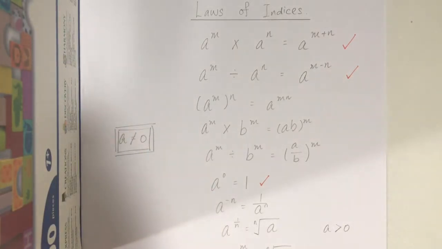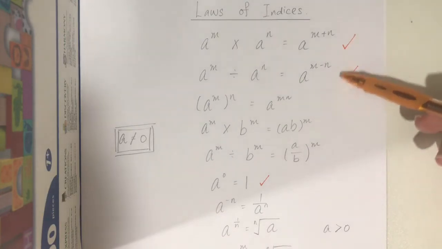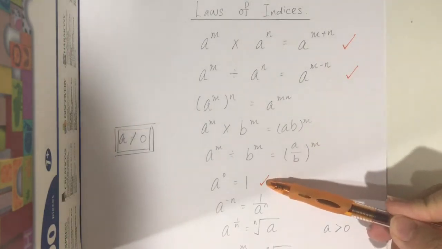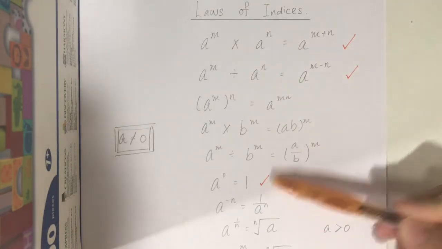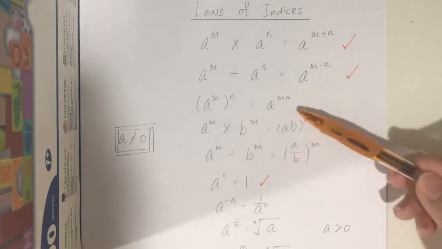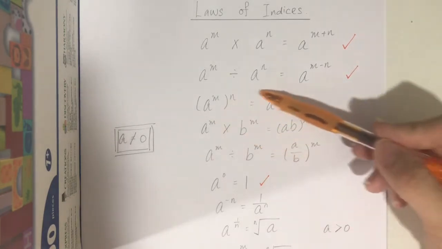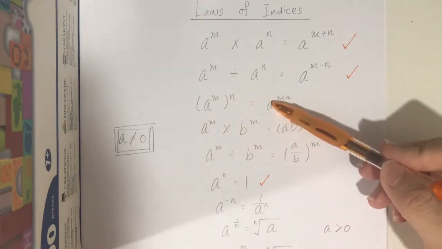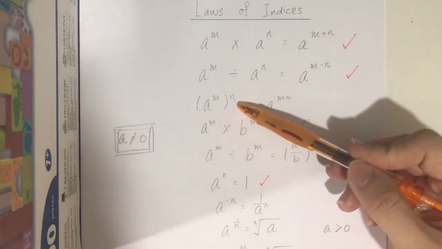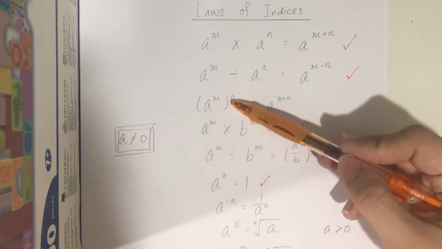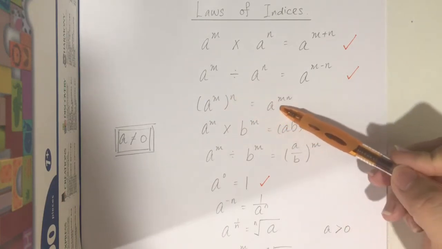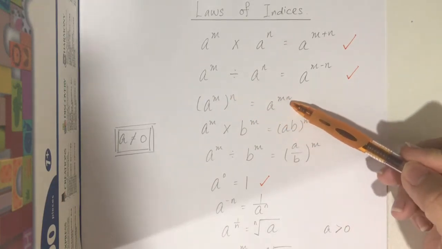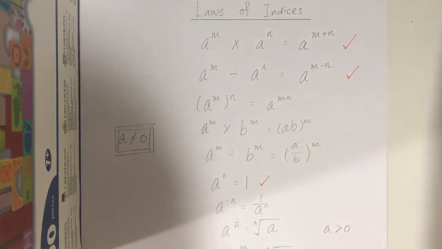In the previous video, I've covered these three rules. Now, I'm going to make use of what we have learnt so far to derive this rule, which is a to the power m and the entire thing to another power of n. So it actually equates to a to the power mn. Okay, how to do that?